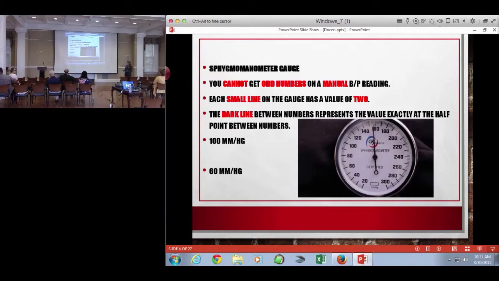We have to teach them the basics, and so just showing them how to read the gauge, and that you can only get even numbers when you take a blood pressure, and a lot of them don't realize that with a manual cuff. Now the automated ones, you get odd numbers. So we just have to show them that the large increments are in tens, and the smaller numbers are worth 2. So we start very basic.